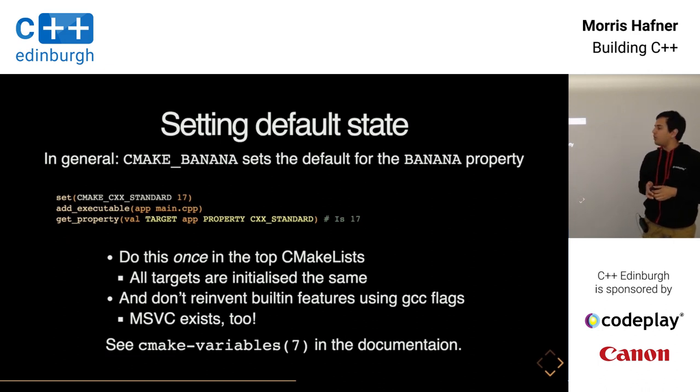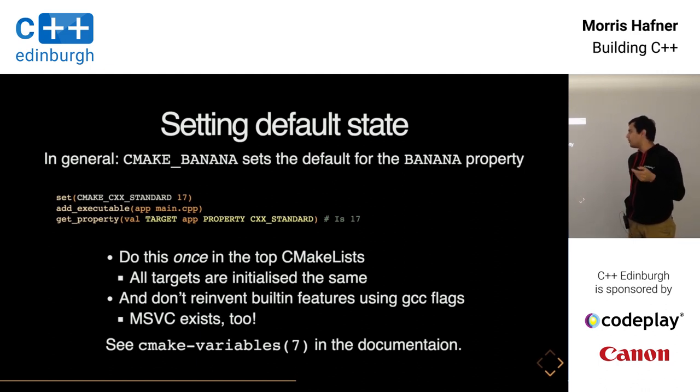Yeah, and what most properties have in common is that they have some mechanism to define a default state. In general, you have something like CMAKE_CXX_STANDARD, which is a global variable which you can set. And when you add an executable after you set this variable to 17, the property CXX_STANDARD gets initialized to CMAKE_CXX_STANDARD. And if you get the property out of it after you call this, it will return 17. Now, as a guideline, I would say that you should do this just once in your top CMakeLists to make the initialization of all the targets the same throughout your project. Just changing CMAKE_CXX_STANDARD in the middle of your code just leads to spaghetti code that nobody understands.